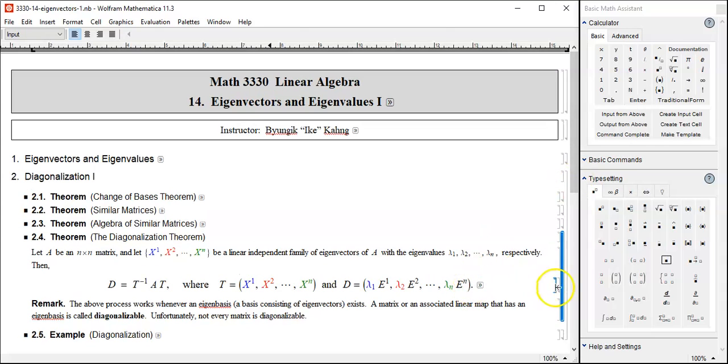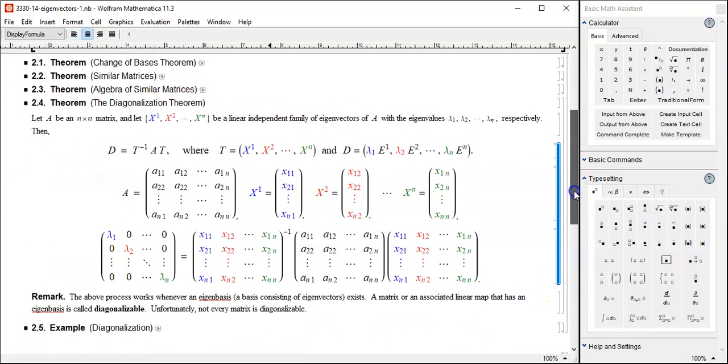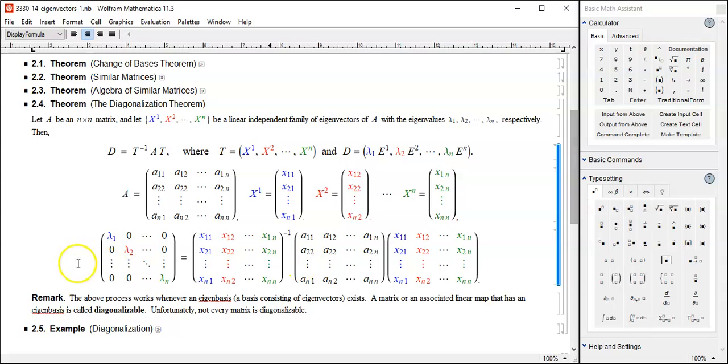We can find an appropriate diagonal matrix D given by all the eigenvalues if there is a basis that consists of eigenvectors, which we call eigenbasis. Then the diagonal matrix lambda 1, lambda 2, all the way over to lambda n can be written as T inverse AT, where T, the transition matrix, is given by the coordinate expressions of eigenvectors. First, second, and so on.